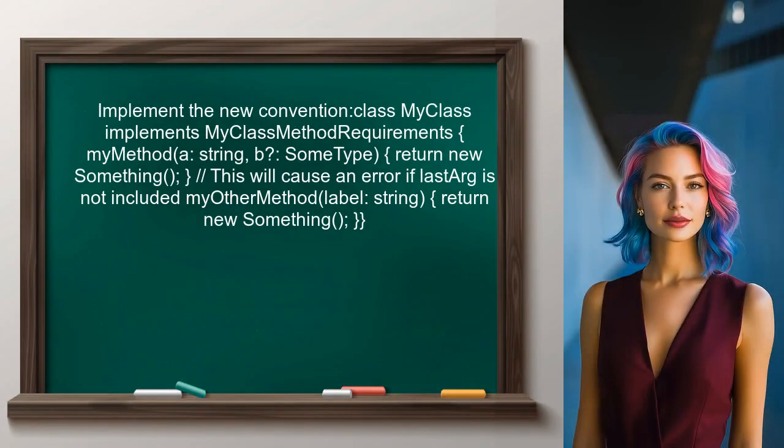Finally, when implementing the new convention, the user should ensure that any method adhering to this interface includes the last argument if it is defined as required. This will enforce the desired structure across their methods.